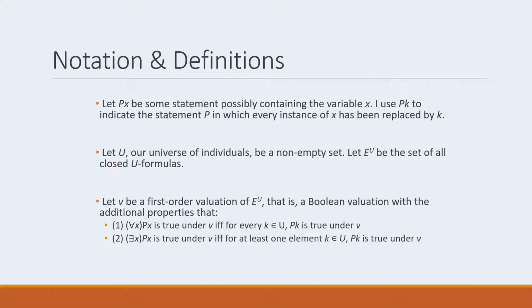First, some preliminary notation and definitions. To cut down on the number of parentheses we have to parse through, I let p juxtaposed with x represent some statement possibly containing the variable x. And I'll use p juxtaposed with k to indicate the statement p in which every instance of x has been replaced by k. This is the usual notion of variable substitution. I've just taken out some of the parentheses because it's easier to see.